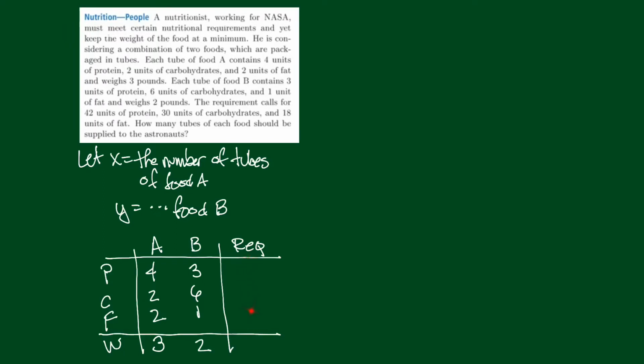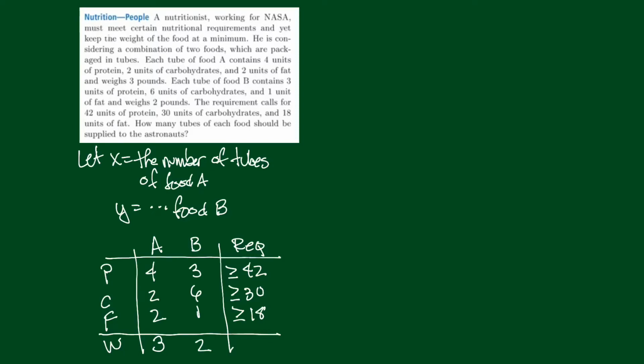Now, what are we going to have for requirements? That's going to come down here. We haven't used this yet. The requirement calls for 42 units of protein, 30 units of carbs, and 18 units of fat. Now, I'm going to write those numbers, but I'm going to leave a little space here, and you'll see why. Protein is 42, 30 for carbs, and 18 for fat. But we want to meet the requirements, so these don't have to be exactly equal to 42, 30, and 18. We just need at least that much.